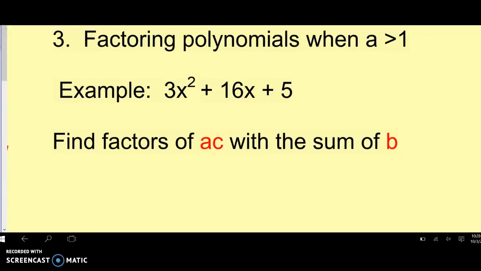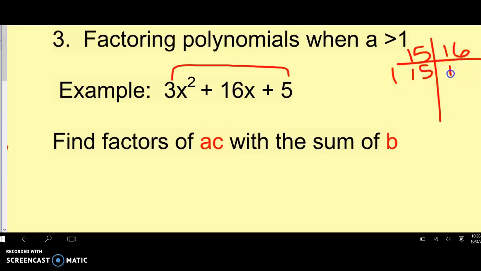Okay, so we're starting all over again, and we're doing this with grouping. All right, so again, do the same thing. Find the factors of a times c, which we've already done, but we're going to do it again. Remember, that's 15 that have a sum of 16. So we already found 1 and 15 are going to be the winners. Okay, so you got that.